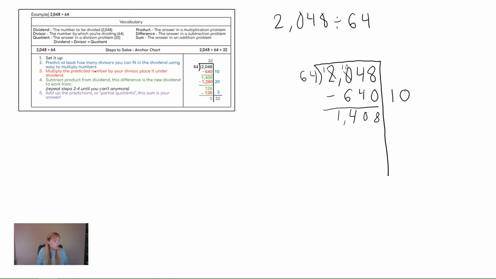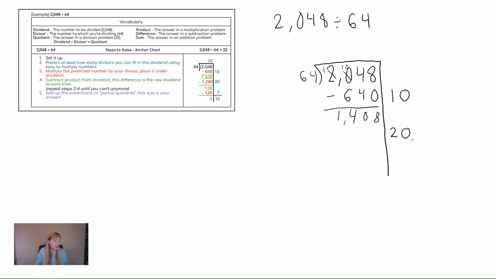Back to step 2. Predict at least how many divisors I can fit in my dividend using easy to multiply numbers. Now I'm going to predict at least how many groups of 64 I could fit in my new dividend, 1,408. Well, last time I predicted 10, and it got me 640. This time I'm going to predict 20, because I know that 20 groups of 64 will give me 1,280. Now I've made my prediction.